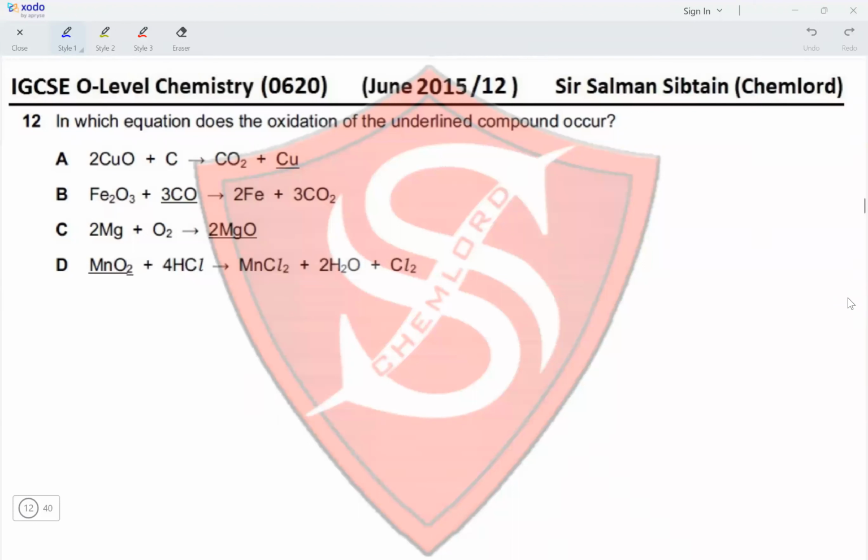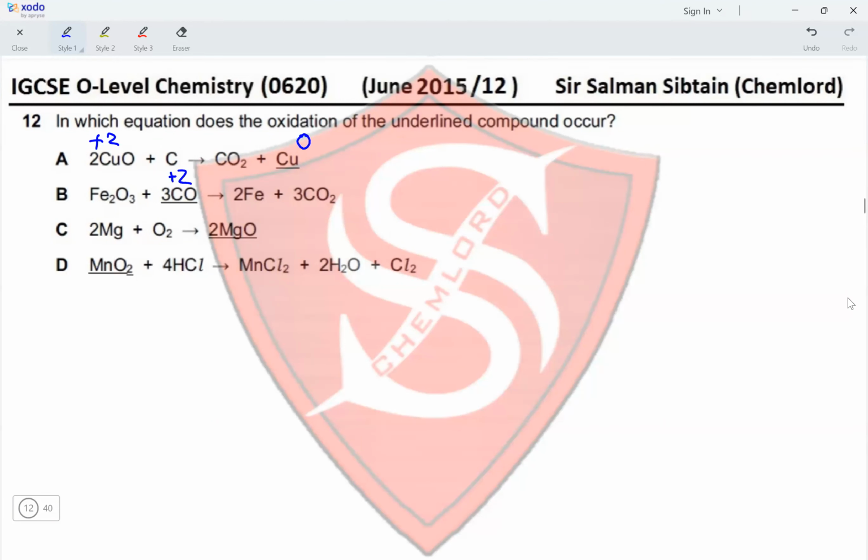Question 12. In which equation does the oxidation of the underlying compound occur? So, copper exists as Cu2+ ion in the reactants and as elemental copper with an oxidation state of 0 in the product. So, copper is not oxidized here, it is reduced. Copper ions are reduced.